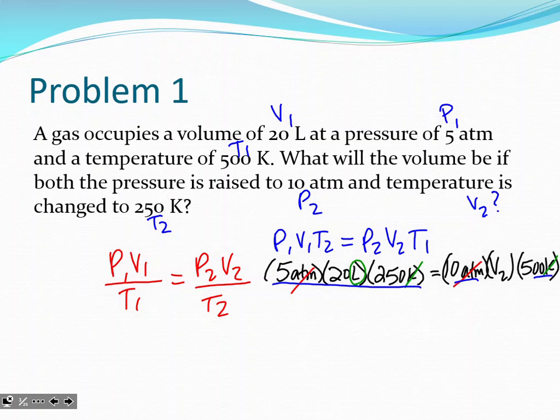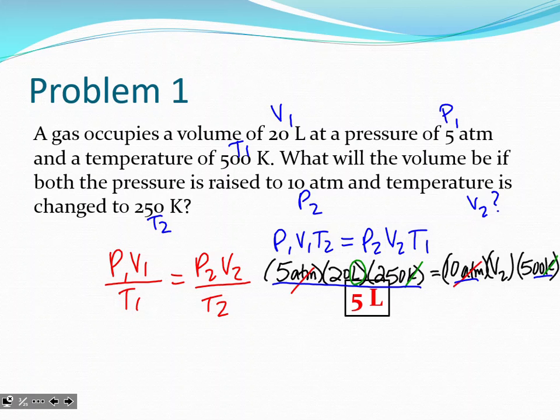Now, how many significant figures should we keep here? Look at our measured values in our problem. Yes, most of them have 1. There's only one up there that has 2, so we're going to keep 1 and go with 5 liters. Did you get 5 liters? Multiply the left side, divide by 10, and then divide by 500. See if you get 5 liters.